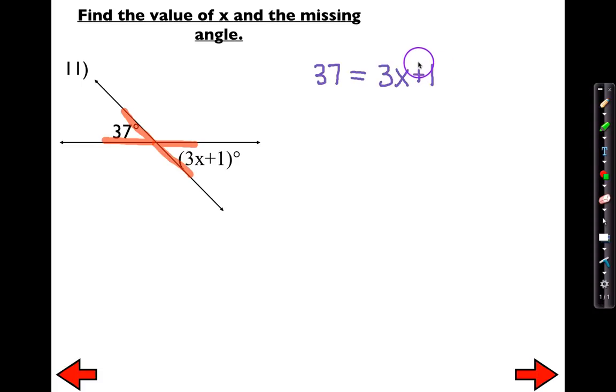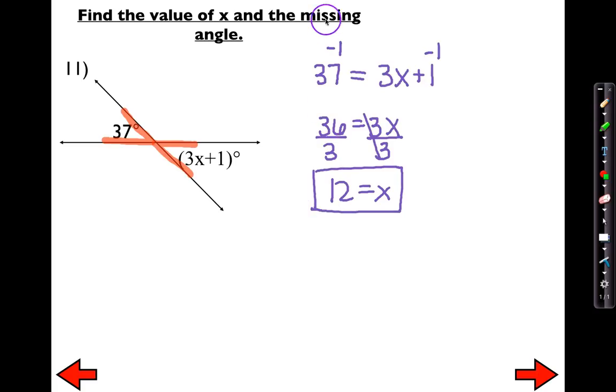So what I'm going to do now is go ahead and solve for x. First thing I'm going to get rid of is my constant. So I'm going to subtract 1 from both sides, leaving me with 36 equals 3x. So I'm going to go ahead and divide both sides by 3 to isolate x, leaving me with 12 equals x. It did say find the value of x and the missing angle. So right now I know the value of x is 12.